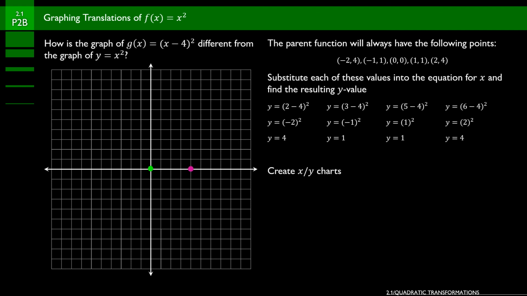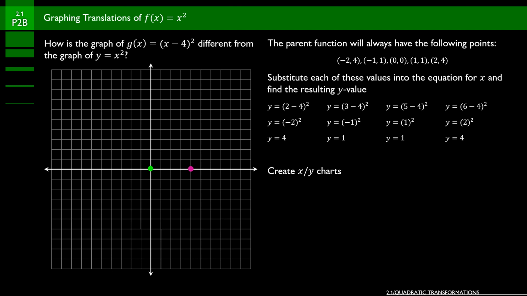We already know our values for the parent function, so we're going to substitute some x values into the second equation to find out what our y values are. Now, since we know that the axis of symmetry is at x equals 4, we want to choose 2, 3, 5, and 6 to plug into the equation. This is going to give us, or should give us, a symmetrical list of y values.